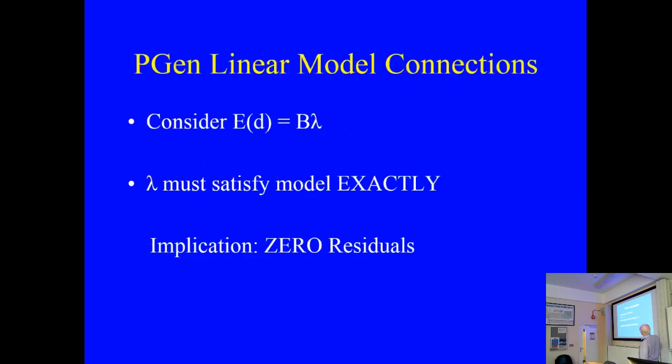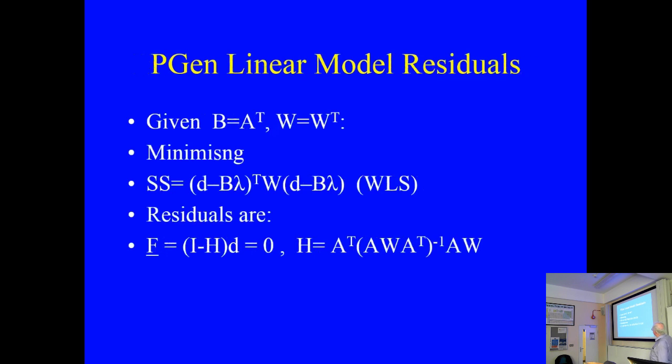This must be satisfied exactly. And if we consider a linear model, where the expected value of vector d is B lambda, then the implication would be that the residuals should be exactly 0 under this model for the data B. Given that B is equal to the matrix A transpose, and if we let the matrix W be symmetric, then for a weighted least squares estimator of the vector lambda under that fitted model, the residuals would be (I minus H)d, H the standard hat matrix.